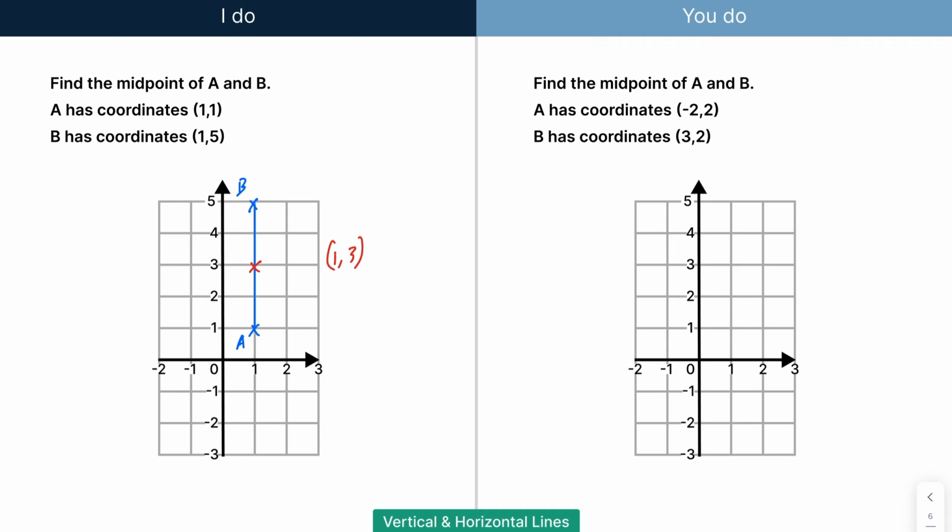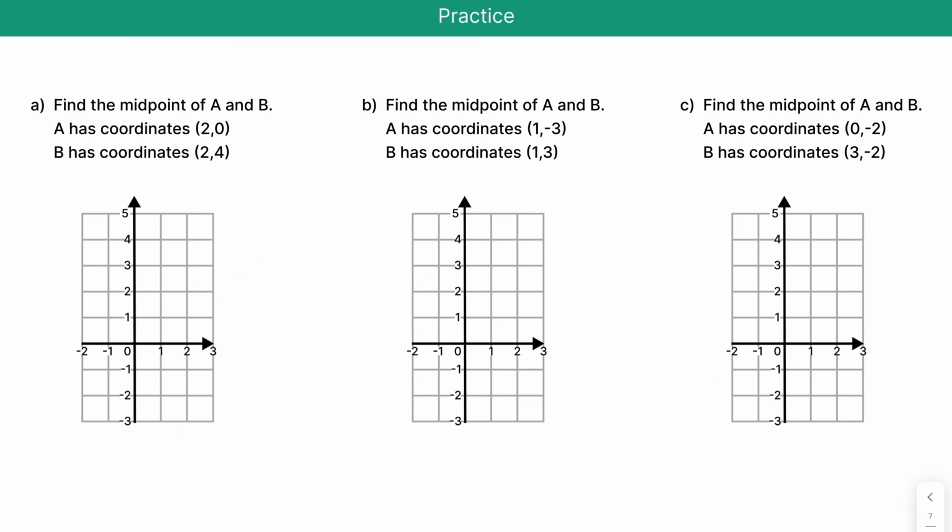So the coordinates of A are -2, 2. And then we have 3, 2 for B. Join that across. And halfway, we have 1, 2, 3, 4, 5 squares all together. So halfway will be 2.5. So that would be there. So 2.5 is there. The coordinates of that are going to be 0.5 and 2.